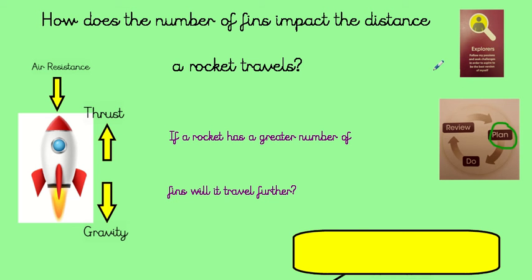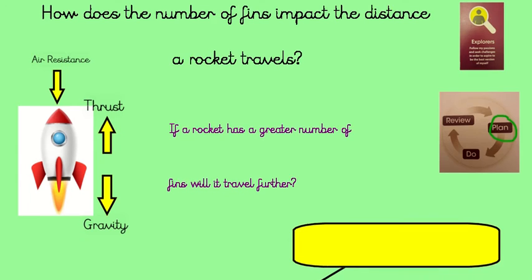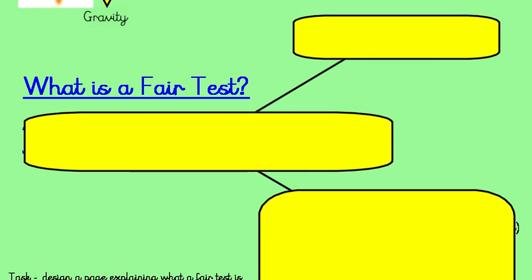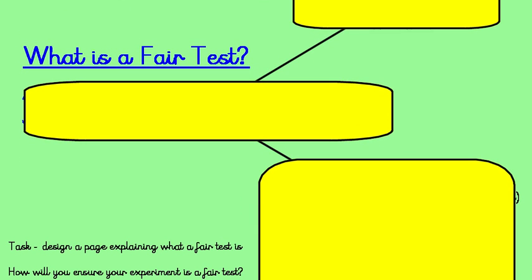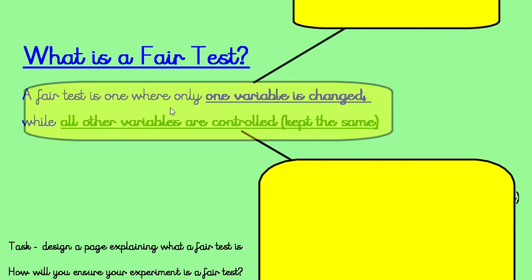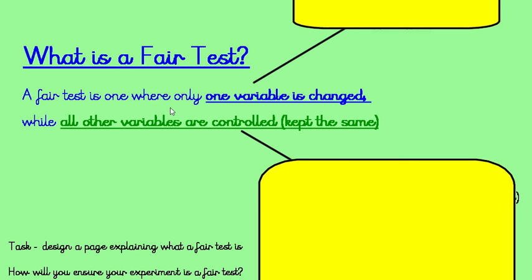Okay, in order to carry out an accurate experiment to answer our question, we are going to need to ensure that we carry out a fair test. Now, what is a fair test? A fair test is one where only one variable is changed, while all the other variables are controlled or kept the same.